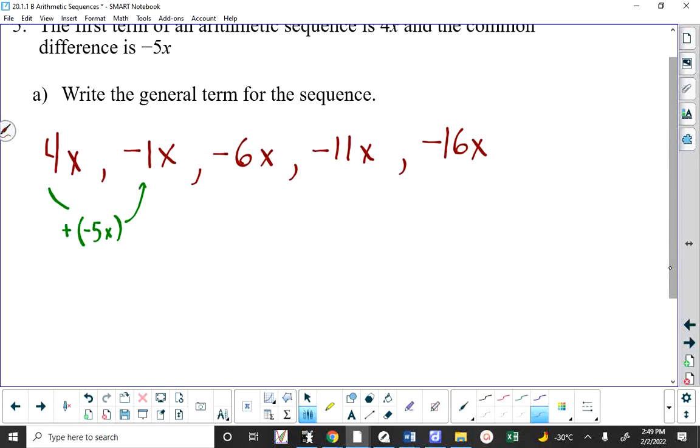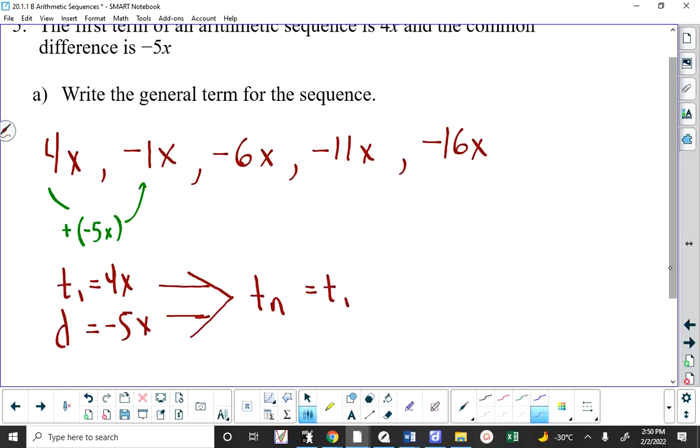So what's the general term? Don't forget, this is the general term. Look up here, general term, Tn. That's what we want to find. So we're going to load in the first term and the common difference into Tn equals T1 plus n minus 1 times d. Just because it's not a number doesn't mean we don't do the math the same way. You do the math the same way. It's math.